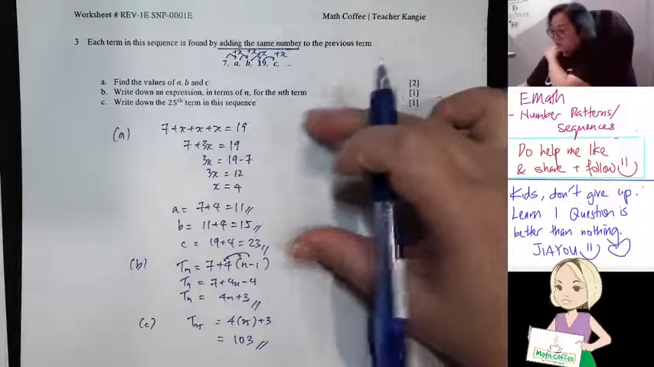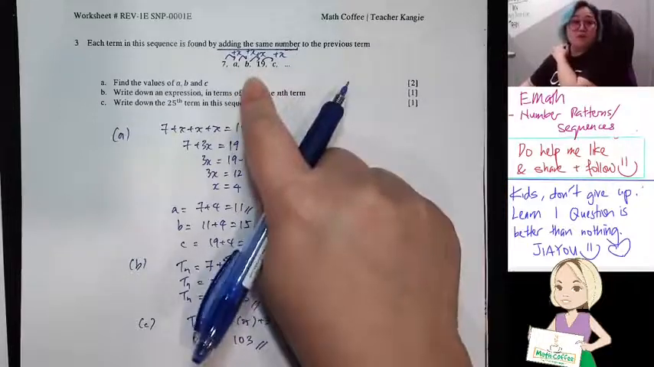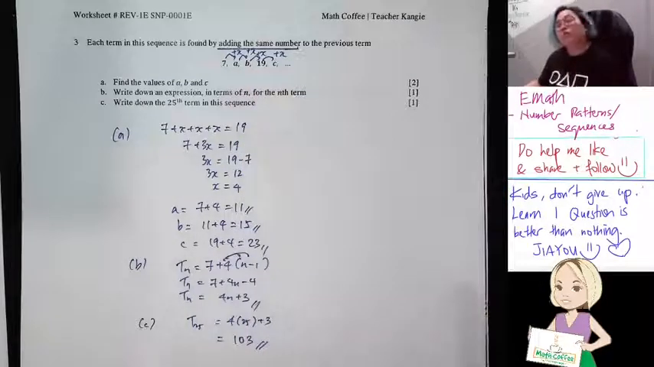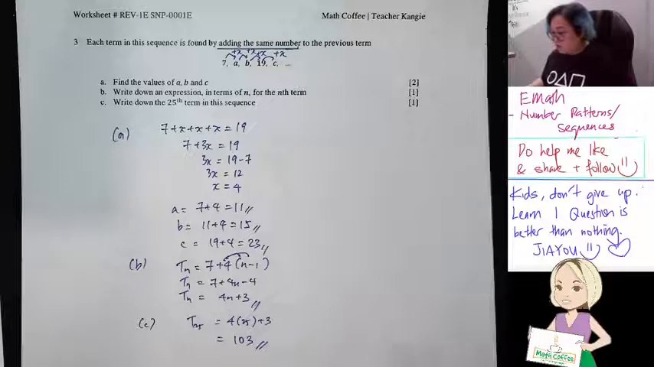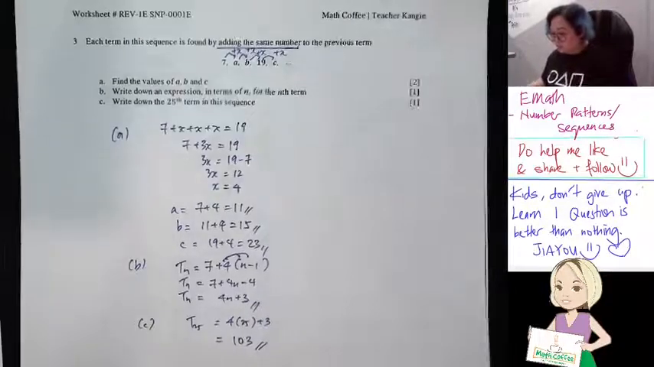So, I believe students usually get stuck at the first part because they see that there's 2 unknowns, they don't know how to find it. Okay, so this is how you do this particular question. All good? Okay, so let's move on to the next question, number 4.